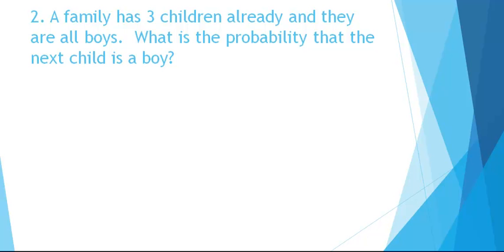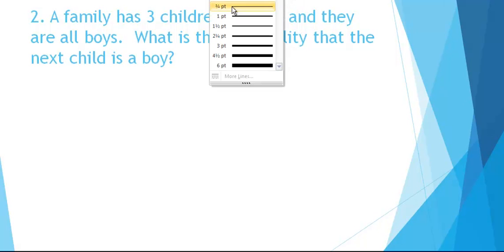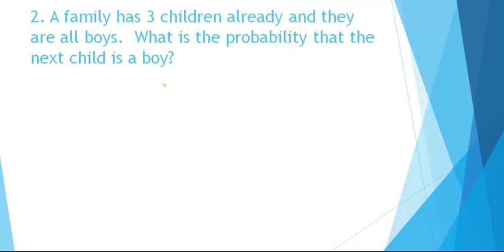Okay, this particular problem states the family already has 3 children and they are all boys. What is the probability the next child is a boy? What's the probability on any birth that the child is a boy? It's always the same. It's always a half. This is an independent event. It doesn't matter if you had 10 children and they were all boys. The probability that the next one is a boy is going to be a half. It's not affected by the prior events.